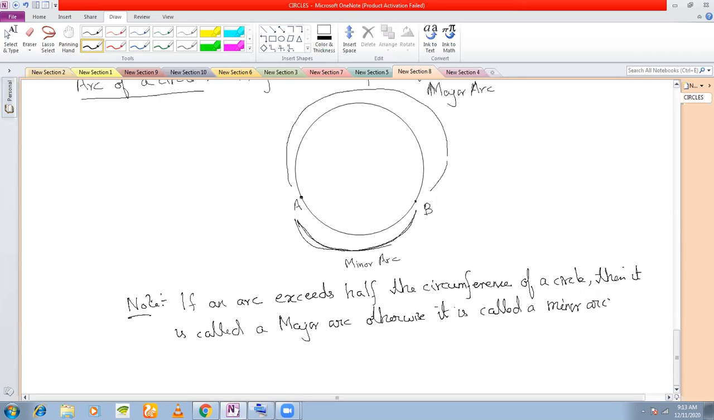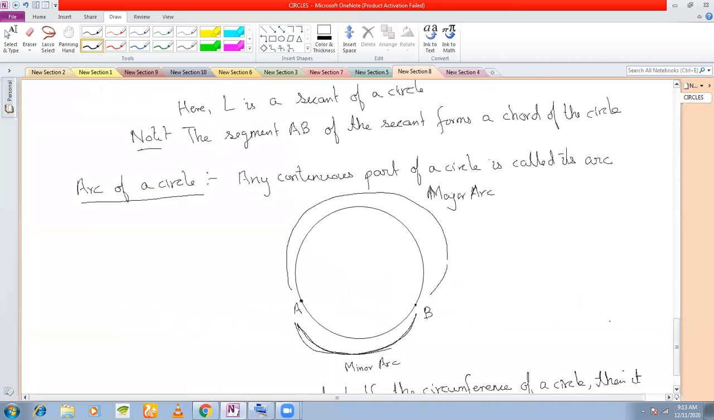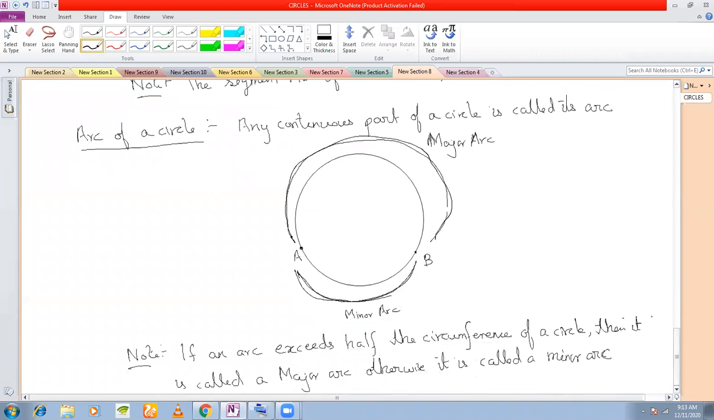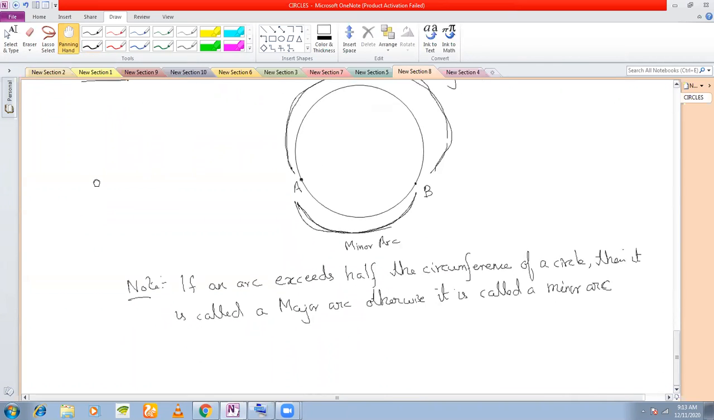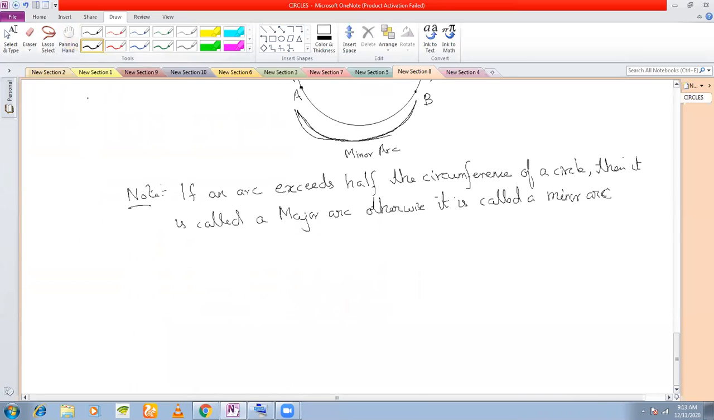So if this is more than half of the circle, see that this part is more than half of the circumference. Therefore, this becomes our major arc. This becomes our minor arc. But what do we call the half of the arc of the circle? That is called a semicircle. That we'll see in here.